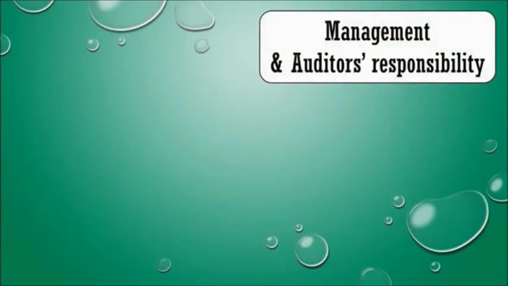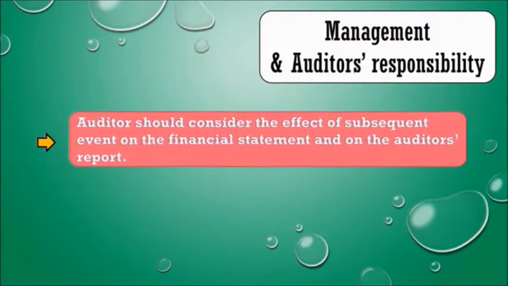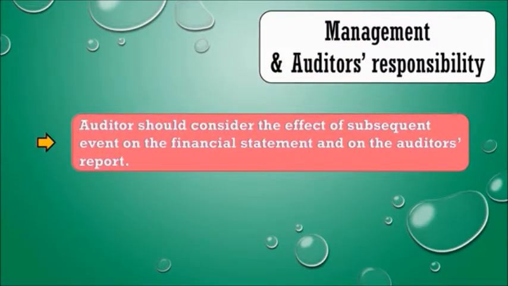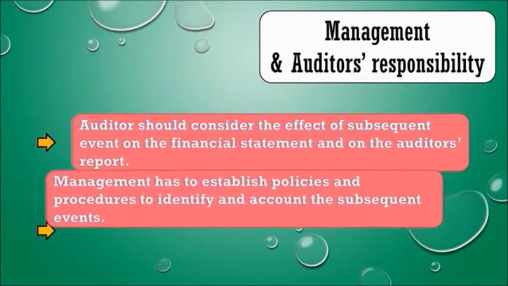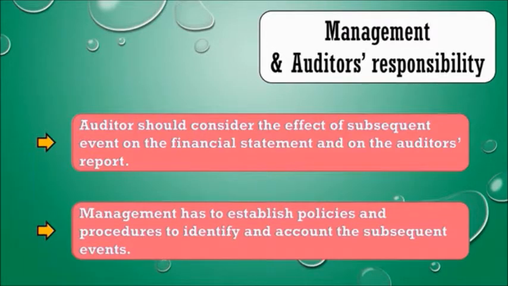Management and auditors' responsibility on post-balance sheet events. Events after the balance sheet date are those events, both favorable and unfavorable, that occur between the balance sheet date and when the financial statements are authorized for issue. First, the auditor should consider the effect of subsequent events on the financial statements and on the auditor's report. Second, management has to establish policies and procedures to identify and account for the subsequent events.